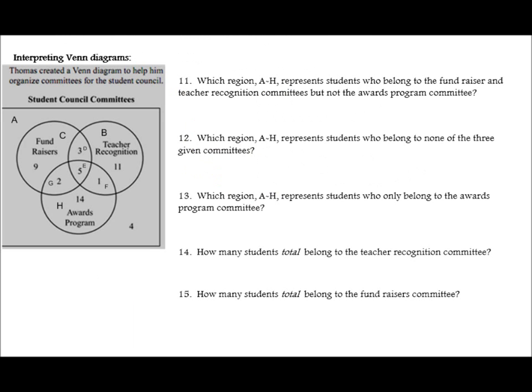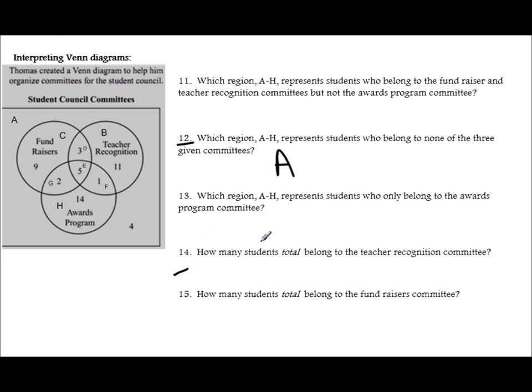Okay, now we're going to look at number 12. It says, which region, A through H, represents students who belong to none of the 3 given committees? So we've done this one in the notes. We said they can't belong to the fundraisers committee, they can't be inside the teacher recognition committee, and they can't be inside this circle for the awards program committee. They don't belong to any of the committees. So that's going to be this region here, or these 4 people here, the region A, where they are not included in any of those circles.